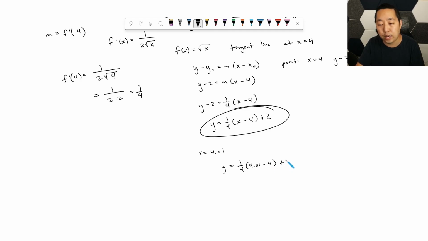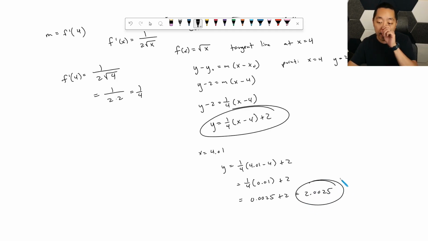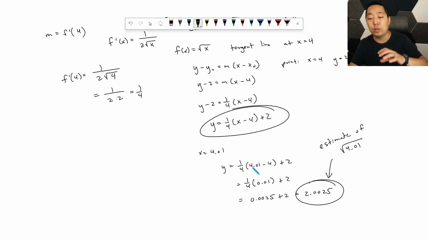And this I could do by hand without a calculator if I wanted to, right? This would be 0.01 plus 2. 1/4 of that's going to be 0.0025 plus 2, and I get 2.0025. So that is my estimate. This is an estimate of the square root of 4.01 because we simply used that tangent line to do that approximation. So the tangent line is nice to approximate values that are close by. Okay, so that's the main idea.